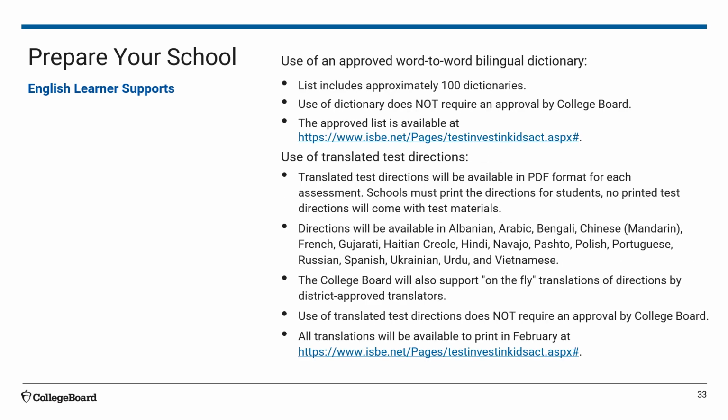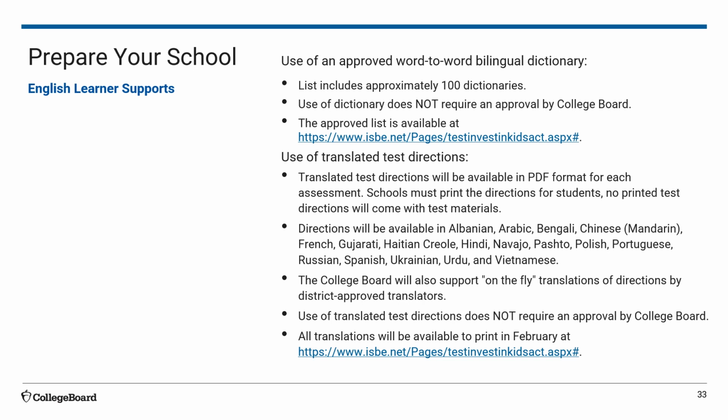College Board offers English learner supports including use of approved word-to-word bilingual dictionaries and translated test directions. The list includes approximately 100 word-to-word bilingual dictionaries. Use of a word-to-word bilingual dictionary does not require an approval by College Board. The approved list is available on ISB's Invest in Kids Act page, which is hyperlinked here on the slide.